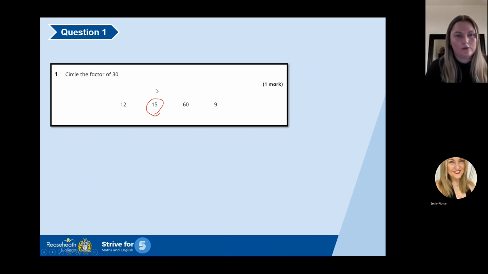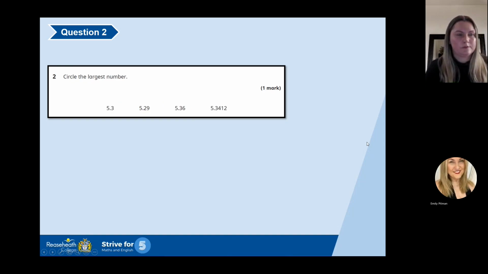If you weren't sure, we could say, well, it's not 60 because that's bigger, so it'll be a multiple, not a factor. Do we times 9 by anything to get to 30? No, we don't. And is it in 12 times table? No, it's not either. So we can move on to the next question. We've got 1 mark already.